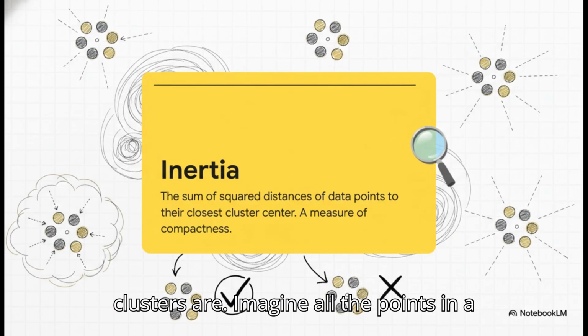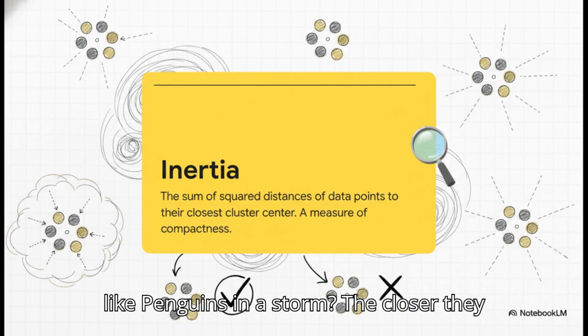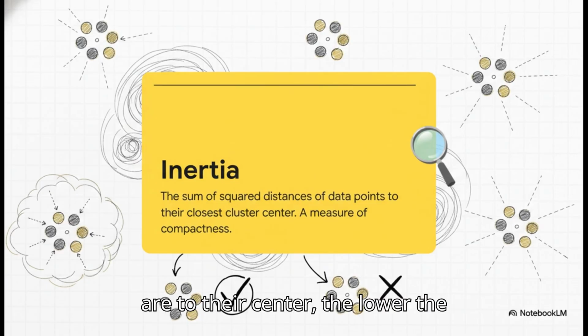Imagine all the points in a group. Are they huddled close together like penguins in a storm? The closer they are to their center, the lower the inertia score. And that's a sign of a good, solid cluster.